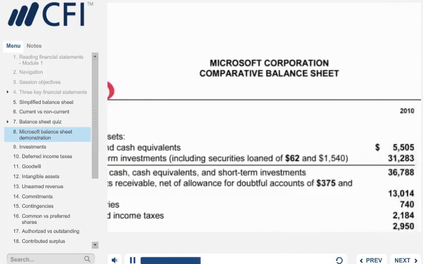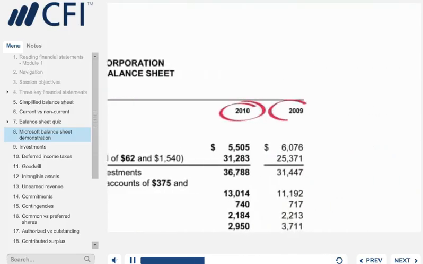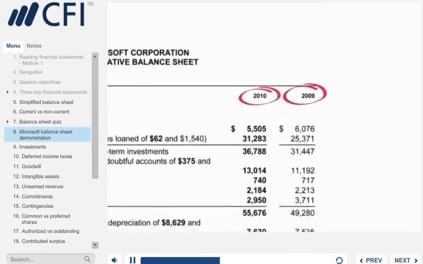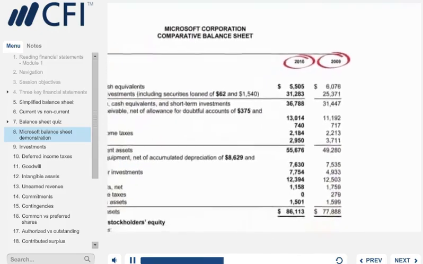Also, you'll see that both 2010 and 2009 accounts are reported. This is to provide the reader of the financial statement comparative results. You can compare this year to last year to see how the balances have changed.